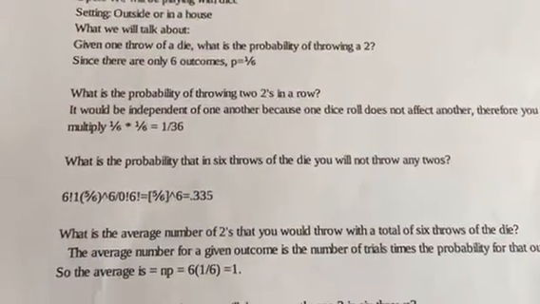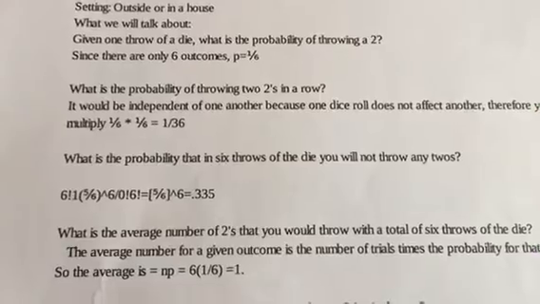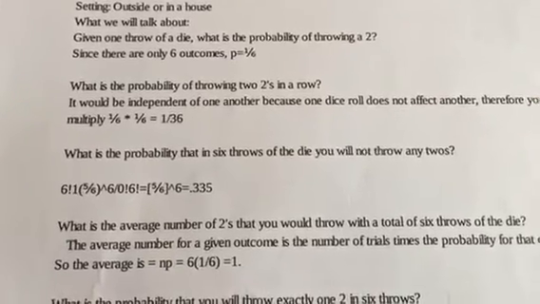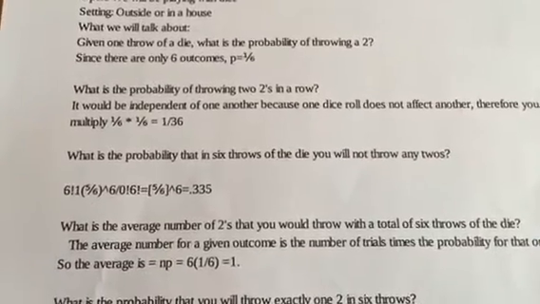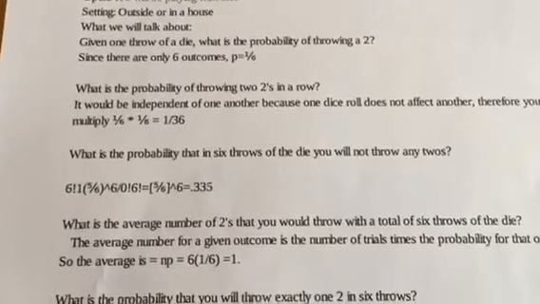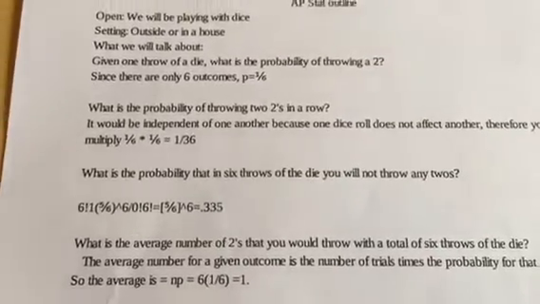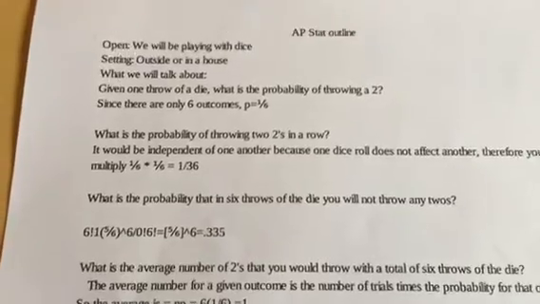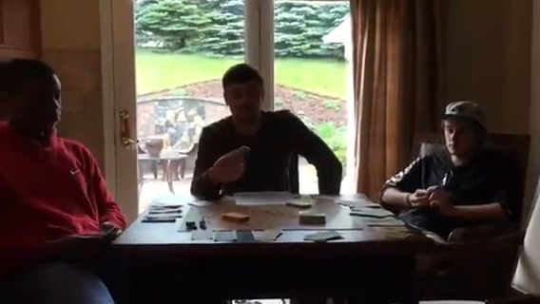What is the probability that in 6 rolls of the die, you will not throw a 2 even once? The probability that you'll not throw any 2s is 6 factorial over 0 factorial 6 factorial, times 5 over 6 to the 6th power, which equals 0.335. For example, if I rolled this one die 6 times, what would be the probability that I would roll a 2? Well, the answer would be 1 because there are 6 sides on a die.